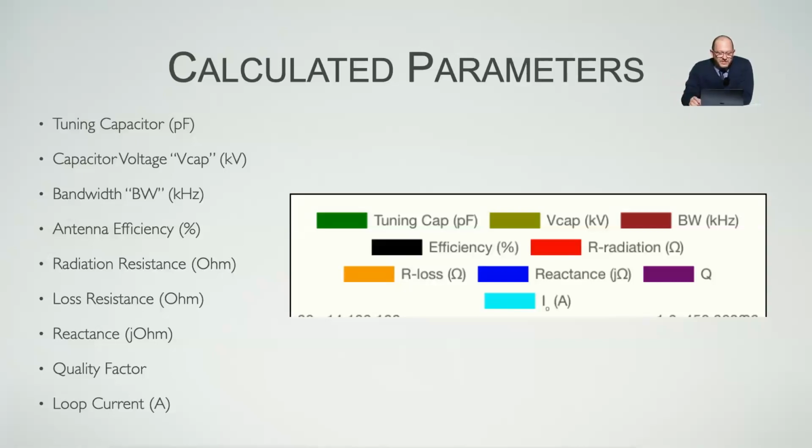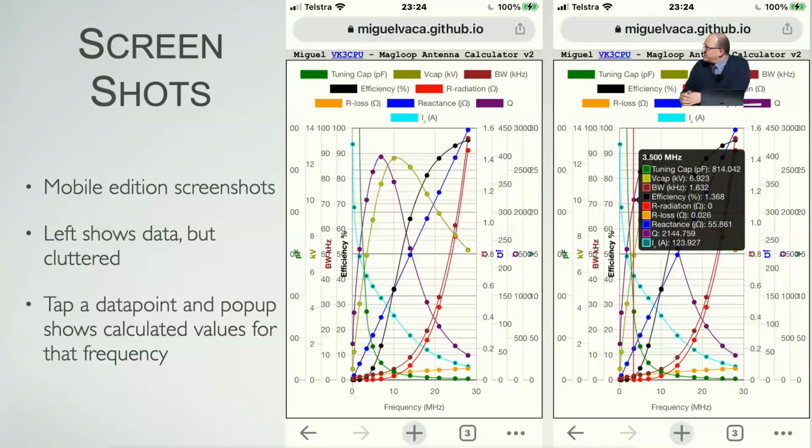Antenna efficiency, so that's the radiation resistance over the total resistance, loss resistance plus radiation. Loss resistance and quality factor is interesting, and then loop currents. So these are screenshots, what it looks like.